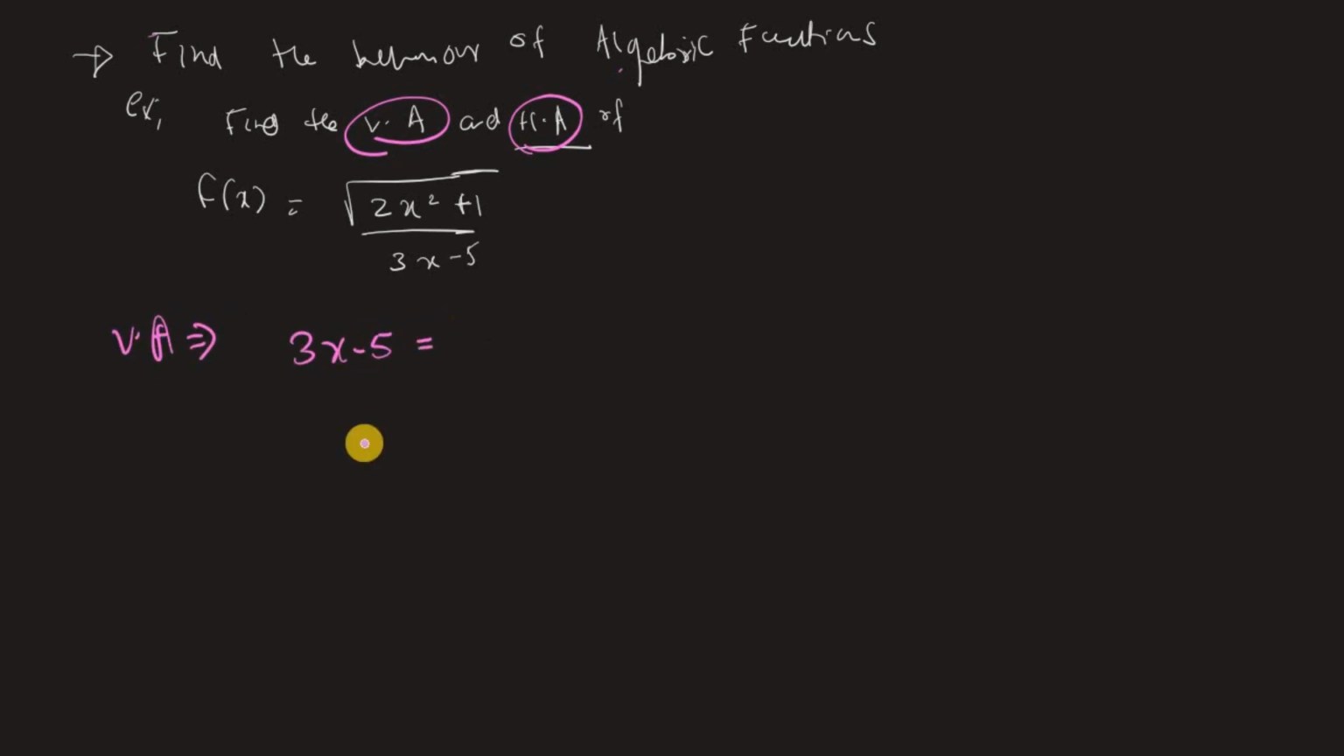You just go ahead and take the denominator and make it equal to 0. So if you make it equal to 0, the 5 goes over there, you have a division by 3, and the answer is basically 5 over 3. Okay, so that is basically your x value for which there exists a vertical asymptote.